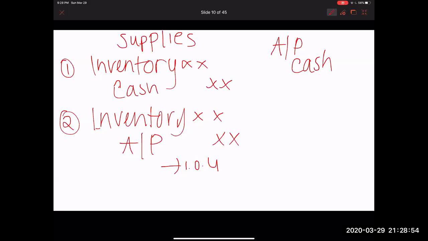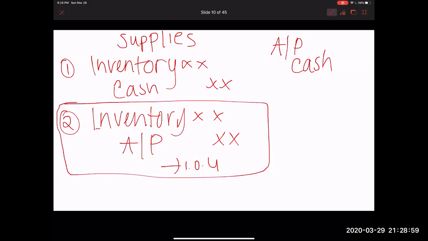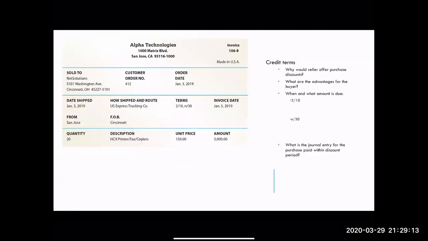Most times we're going to be doing the accounts payable transaction, because most companies would prefer to hold on to their cash than to shell out any money right away. Moving on, after you buy your merchandise or inventory, you usually have an invoice or something of that nature.